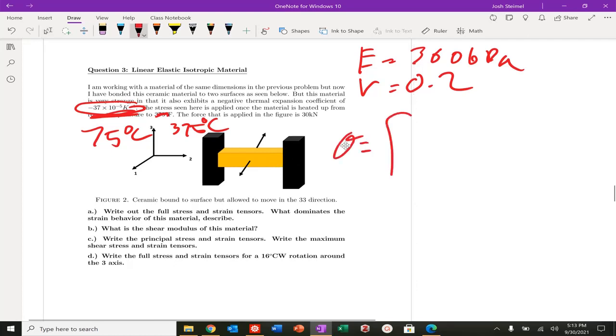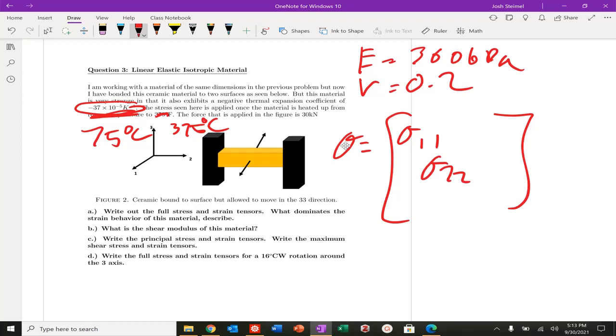So let's start to look at the stresses. My stress tensor definitely has a stress in the 1, 1. My material is constrained in the 2, 2. It wants to ostensibly contract, so there will be a stress in the 2, 2. And in 3, 3, I'm free to expand. I'm going to ignore the edge effect, so I have no stress here.